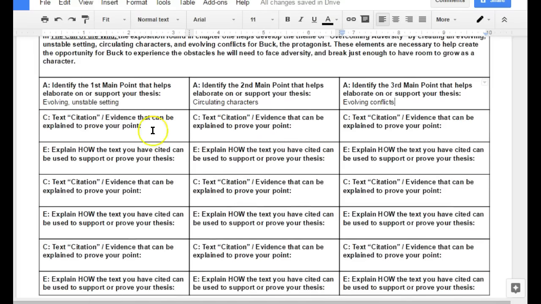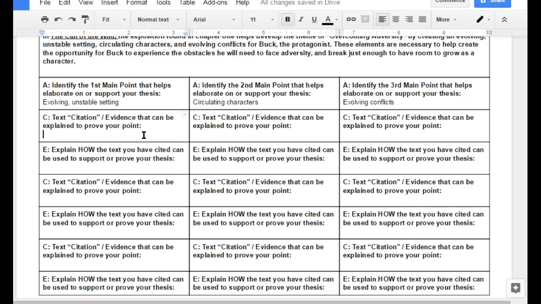And this is where I want to leave you for this particular moment, because now I have to go back and look through my notebook and start figuring out what text citations I already noticed that I can use. So I'm going to look through my notebook. I'm flipping pages. All right. So the evolving unstable setting, huh?